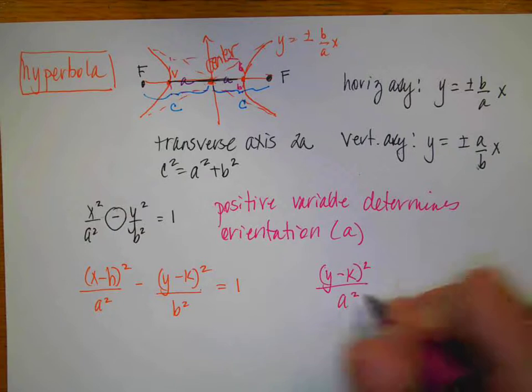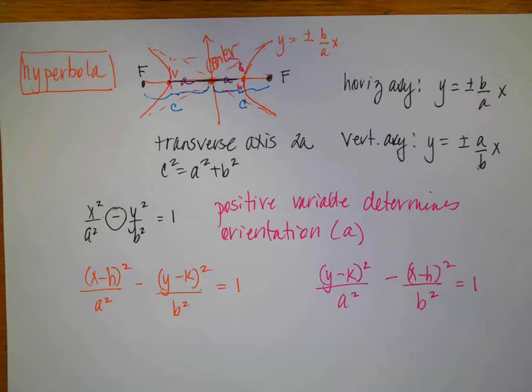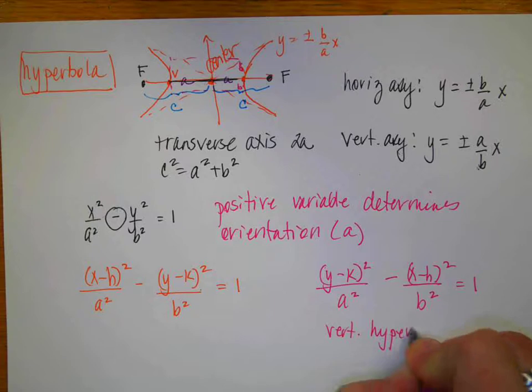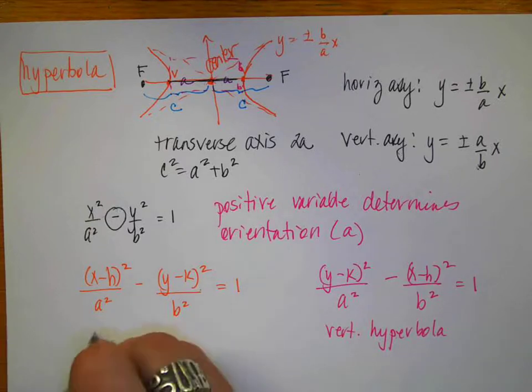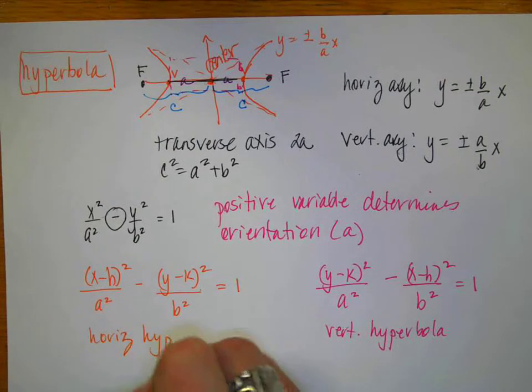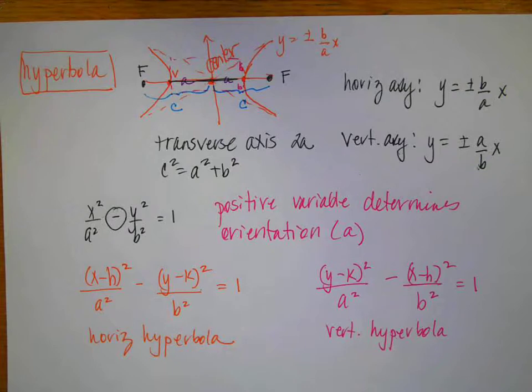If I had (y minus k) quantity squared over a squared minus (x minus h) quantity squared over b squared is 1, in that situation y is positive, so therefore this would be a vertical hyperbola. So this is the vertical hyperbola. And I think really all you need to remember is whichever variable is positive, and this is our horizontal hyperbola.